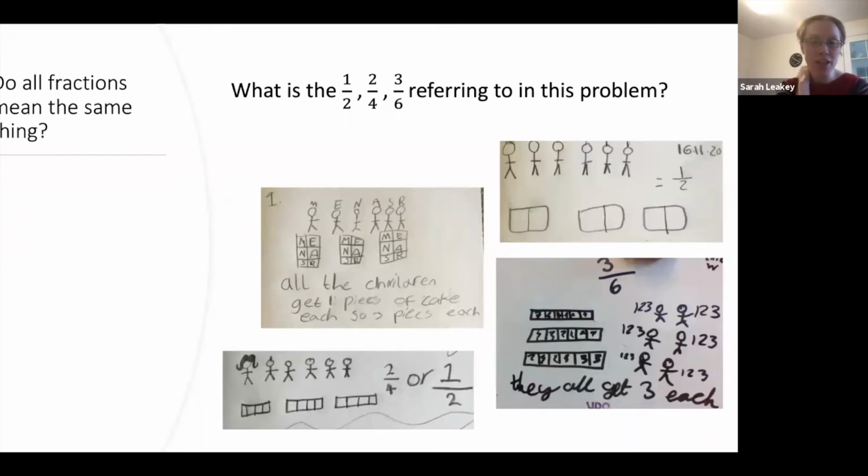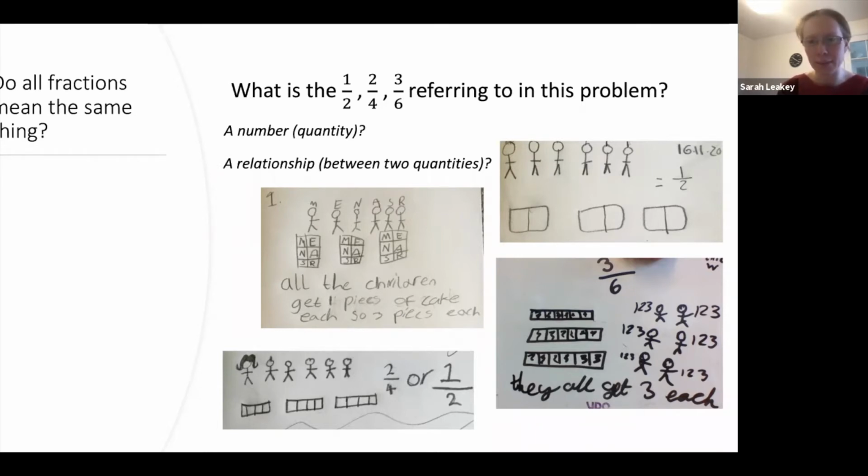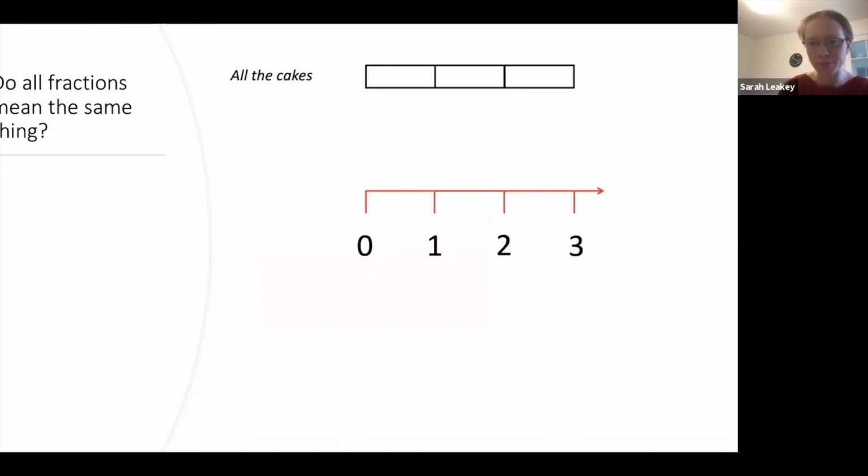So again, the question is, do they all mean the same thing, or are they different? And what do they represent? Is it a number, i.e. how many cakes I get? Or is it a relationship again between 2 quantities? And do pupils understand that these all represent the same number? So in this situation, we are talking about how much cake I get compared to 1 cake.